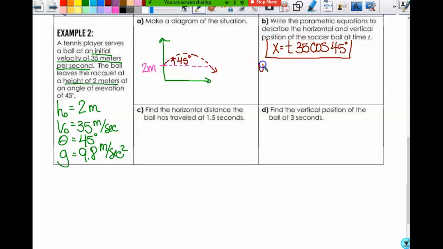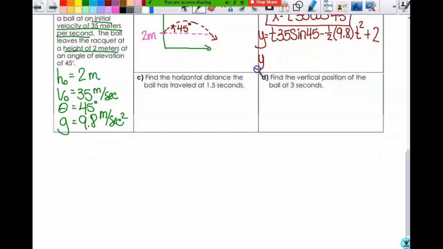Then I have to come up with y. Y is equal to t times the initial velocity times the sine of 45 minus 1/2 times the gravitational constant, which is 9.8, times t squared plus 2. So all I really need to do to clean that up is to just take half of that 9.8. So y equals t times 35 times the sine of 45 minus 4.9 t squared plus 2. So there is my y equation. Any questions about those two?